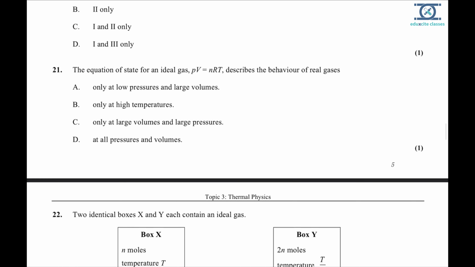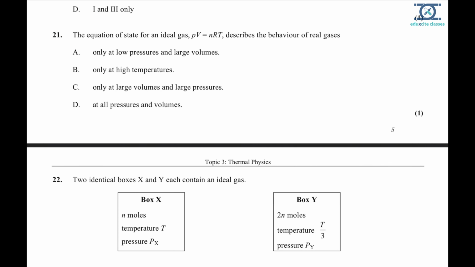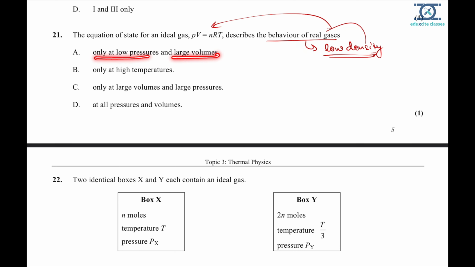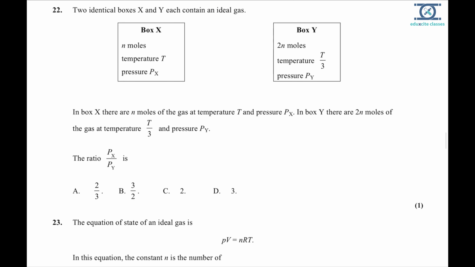Okay, now question number 21. The behavior of a real gas with support. So it is at low density. Now low density means at low density of a gas, the real gas behaves as an ideal gas. Okay, so at low pressure and large volume, definitely the density will be low and it will obey the ideal gas equation. The rest are all incorrect options. It's a direct question. Okay, just remember this.